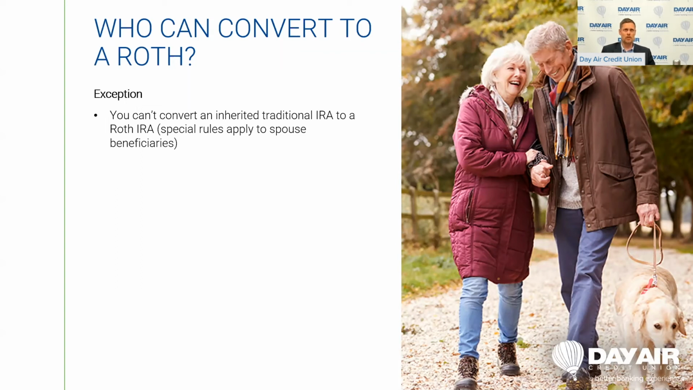So who can convert to a Roth? Any traditional IRA can be converted to a Roth. However, you do have to pay taxes on it, except for inherited traditional IRAs. Inherited traditional IRAs cannot be converted to a Roth. However, there's one exception. If it is a spouse that inherited the traditional IRA, they can assume the IRA as their own, put it in their name, and then they can convert it because now they own the funds in that traditional IRA.